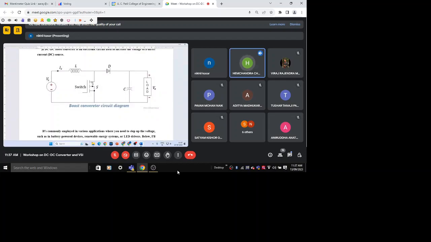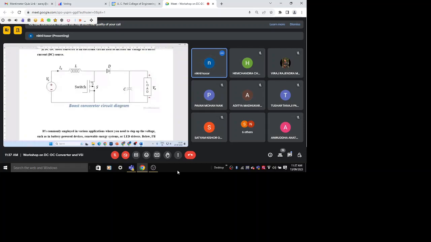Sir, when the switch is on, I think the inductor stores the energy. Yes, very good. And then when the switch goes off, the diode acts in forward mode, and then the load gets the output. I think so. Yes, two modes, right. I hope you are all clear with me.